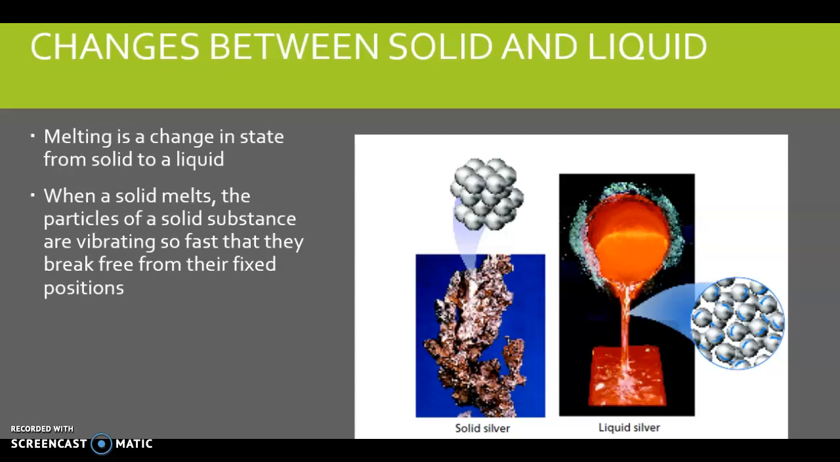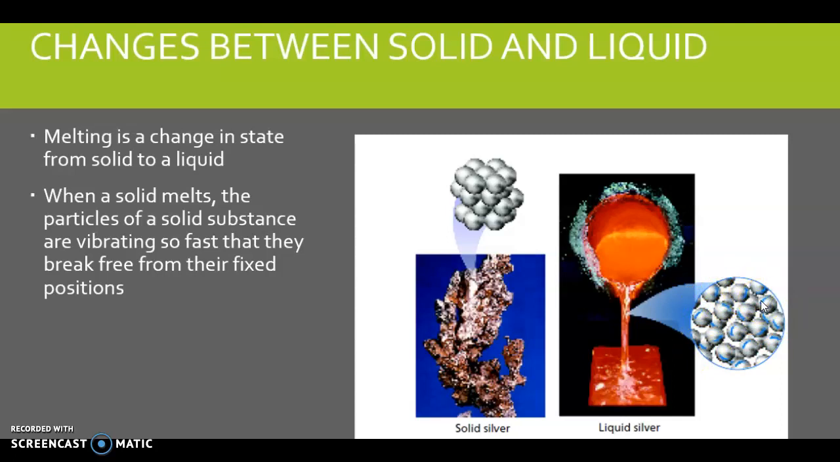So for the first one, we're going to talk about changes between solids and liquids. If we're going from a solid to a liquid, it means we're melting it. We're taking something that's a solid and making it into a liquid. We call that melting. When a solid melts, the particles of the substance are vibrating so fast that they break free from their fixed positions. In the picture, you can see these are in a very fixed position, but once we melt the silver and pour the liquid silver out, you can see that the particles are moving past each other, which is what liquids do.